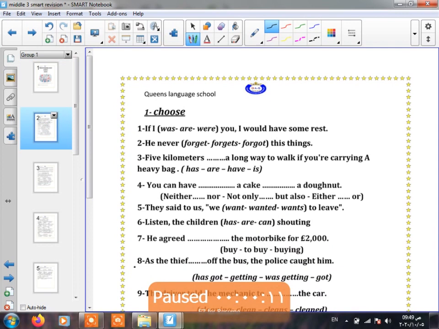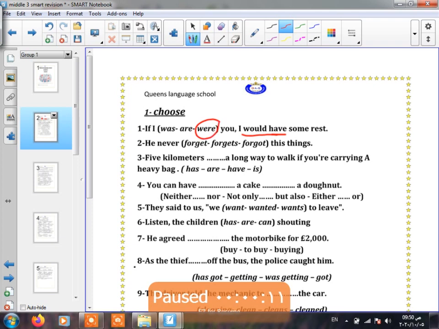We choose number 1. If I dots you, I would have some rest. So this is the if conditional. It's the second conditional, because here I have would and the verb plus infinitive. So in the second conditional, if the result is would plus infinitive, the action must be in the past simple. So if I were you, I would have some rest.